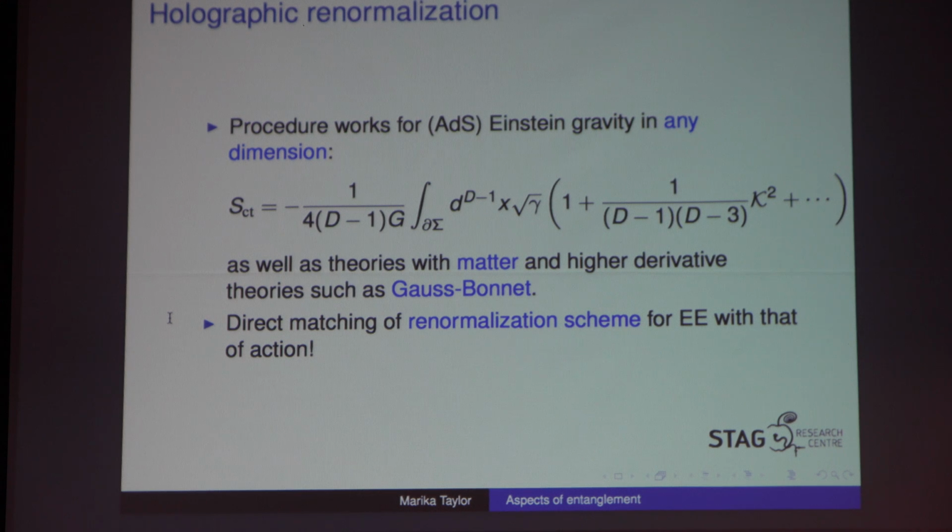And we can do it with theories with matter, and you can do it with theories such as Gauss-Bonnet. Actually, I should say that the issue with Gauss-Bonnet is that people have struggled to find the counter terms for the action because it's so complicated. So in some sense, this is a cross-check. You do the explicit calculation of the counter terms for the entanglement entropy, and you cross-check it, using the replica trick, against the counter terms that people have had. And as I said, you also directly inherit the renormalization scheme for the entanglement entropy. Where there are finite counter terms, you will directly inherit the choice that you made for the action. So that's also nice.